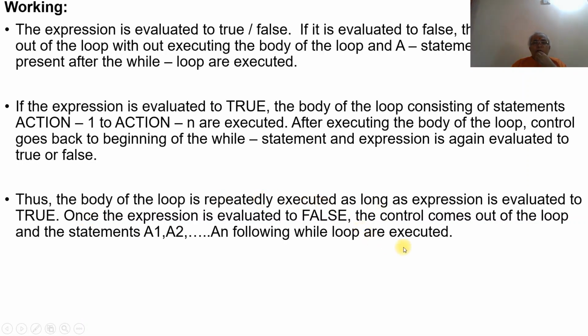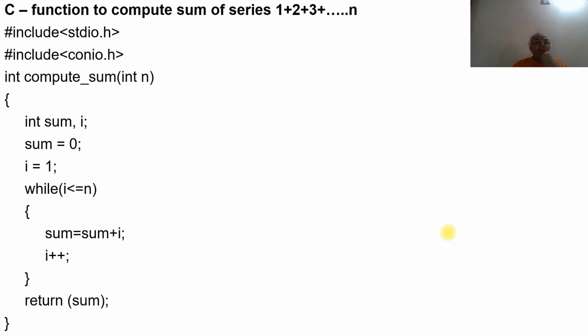So the expression is again evaluated to true or false. Thus the body of the loop is repeatedly executed as long as the expression is evaluated to true. Once the expression is evaluated to false, the control comes out of the loop and statements A1 to An following the while loop are executed. So this is how it is going to work in the while statement.